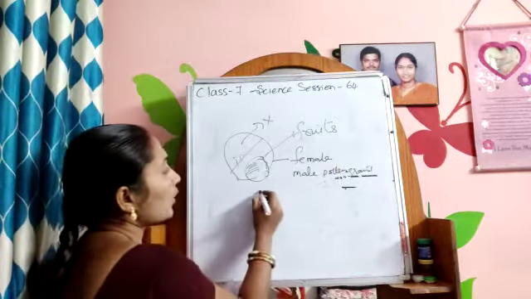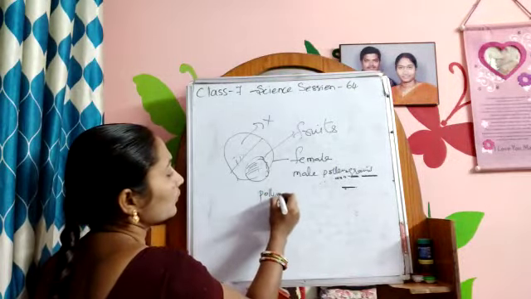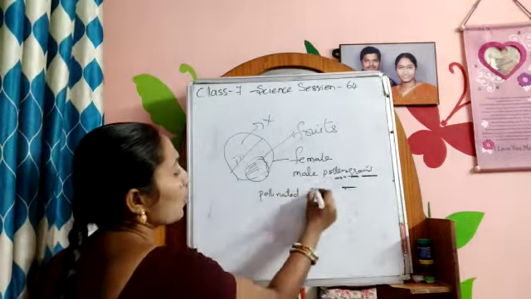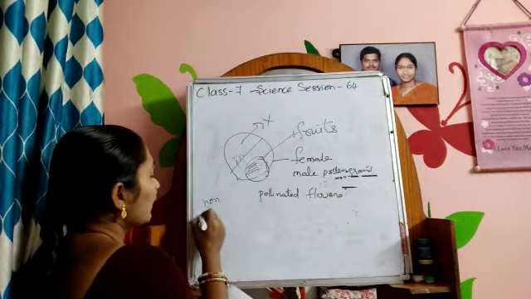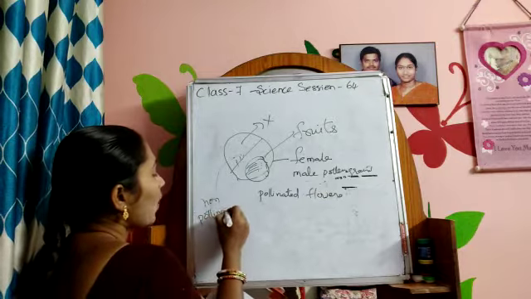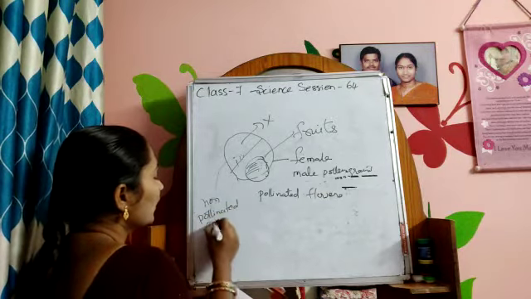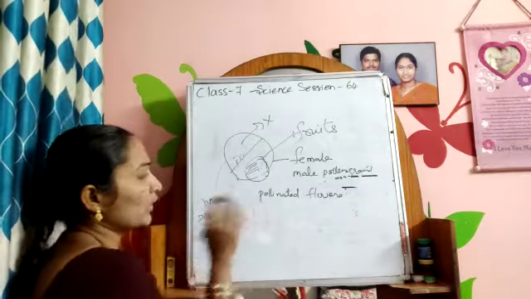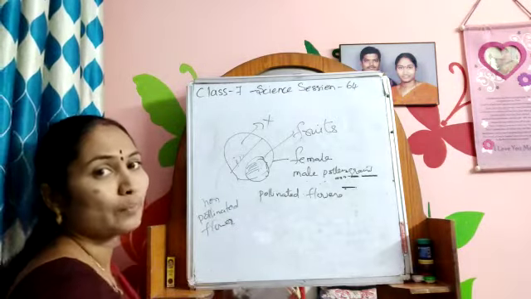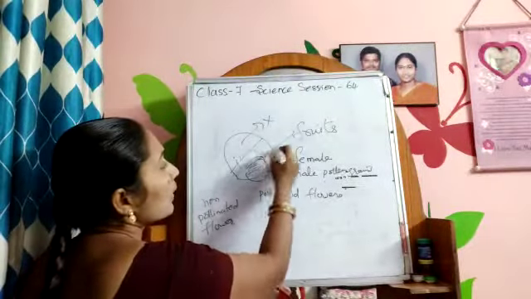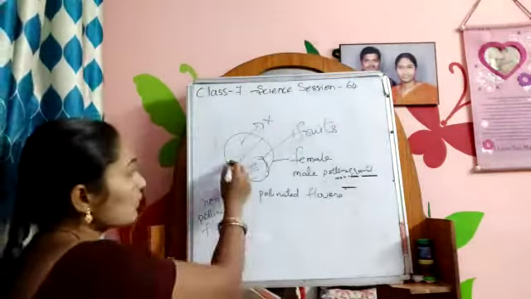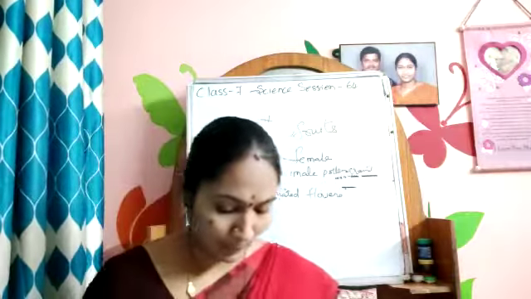So these are called pollinated flowers, and this one is called a non-pollinated flower. Now after 1 week, observe both the pollinated flower and the non-pollinated flower. When you observe after 1 week, you can see that these pollinated flowers will become fruits and this one will not become a fruit.